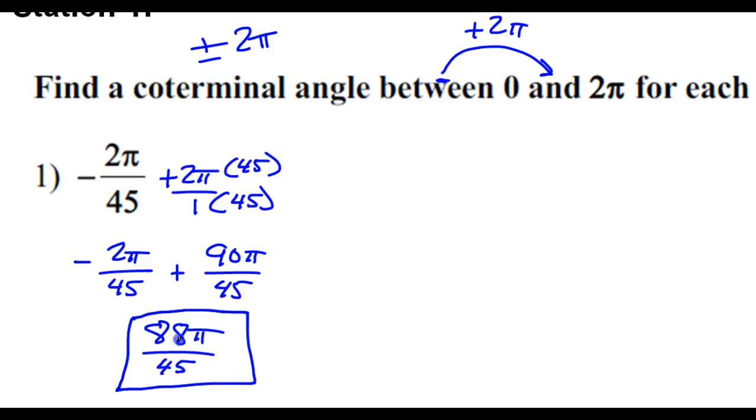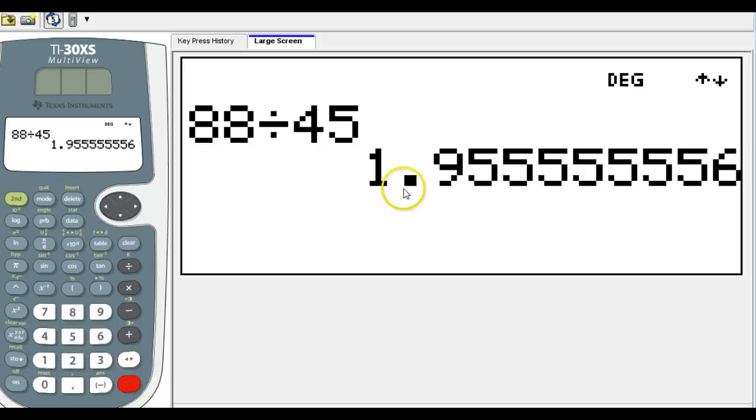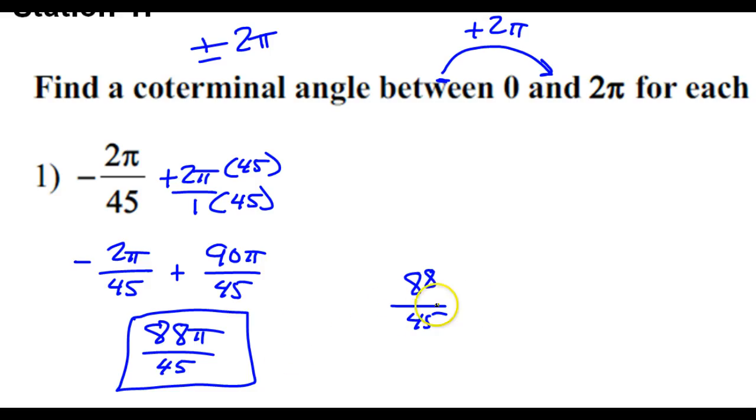Now just to make one further connection, focus on the 88 over 45 part. Let's see what that is as a decimal. Okay, 88 divided by 45 is 1.95 repeating, so 1.96. Okay, so that means that this is approximately 1.96 pi. So in fact, we do have something between 0 and 2 pi because this is just a little bit less than 2 pi. Just keep that in mind.